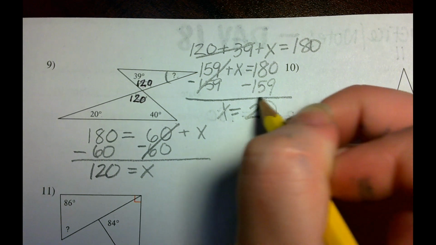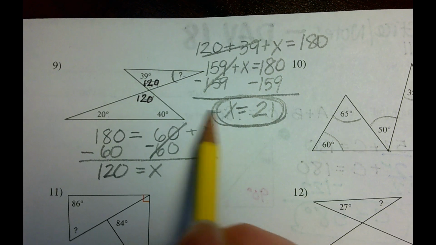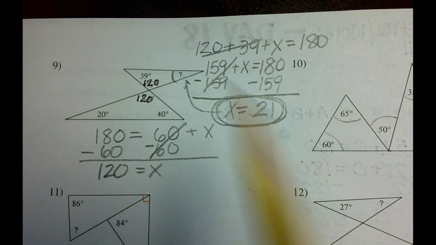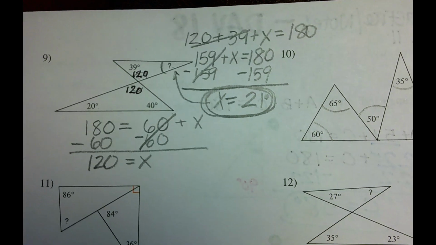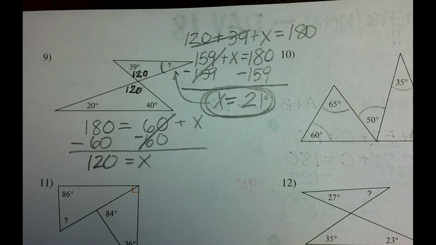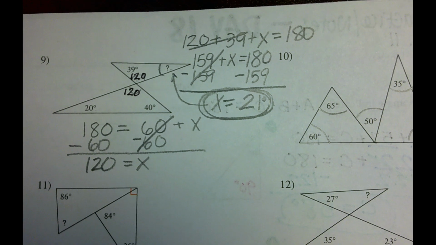If you did that one, I didn't tell you which problems to work on. Beautiful. So that is our missing angle, 21 degrees. Not so bad, is it? Not terrible. As we do more of these, you start to instantly recognize the patterns and the steps you need to take. It gets a lot easier as we go.